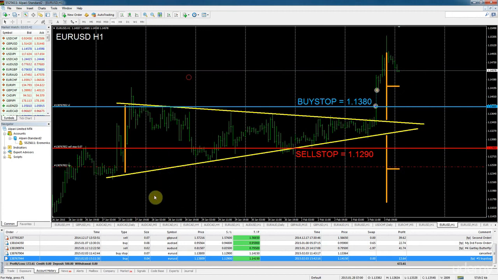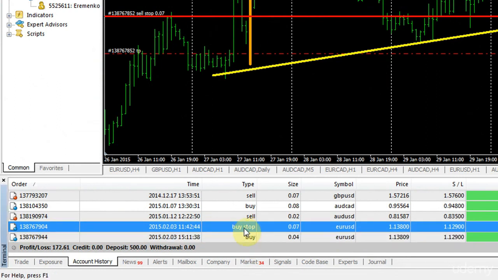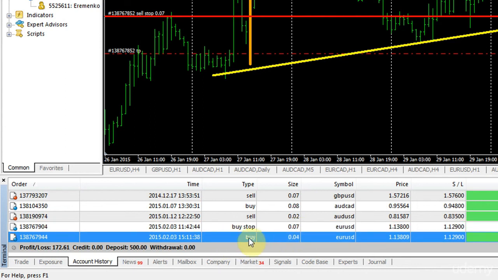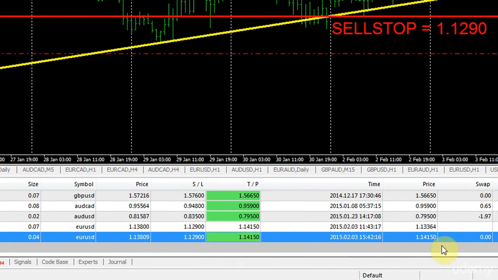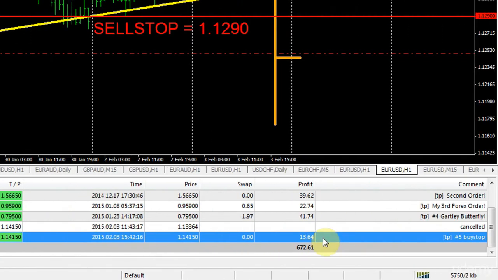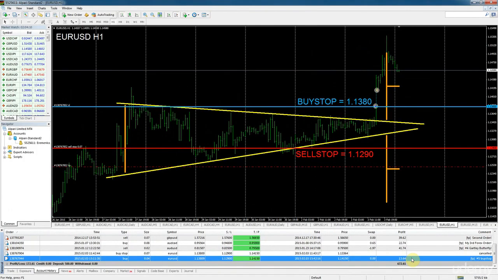And if we look down here, you'll see that the buy stop order was changed into a buy order. So this buy stop order, it has nothing to do with it. That's the one where the lot size was incorrect and we deleted it. So here our buy stop order was triggered and changed into a buy order, and then the take profit was reached and we got our profit of $13.64.